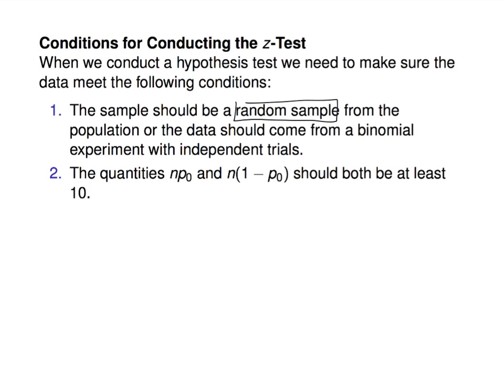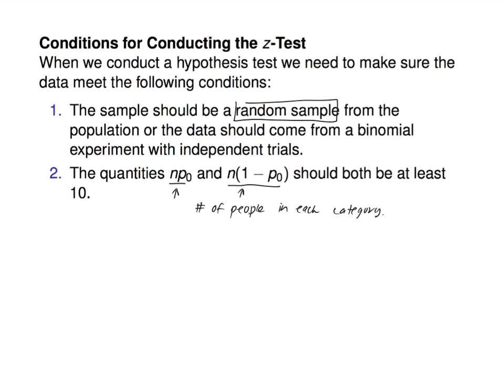Also, the quantities N times P0 and N times 1 minus P0 should both be at least 10. These are the number of people in each category, and at least 10 means bigger than or equal to 10. So how big your sample size needs to be depends a little bit on what that null value is.